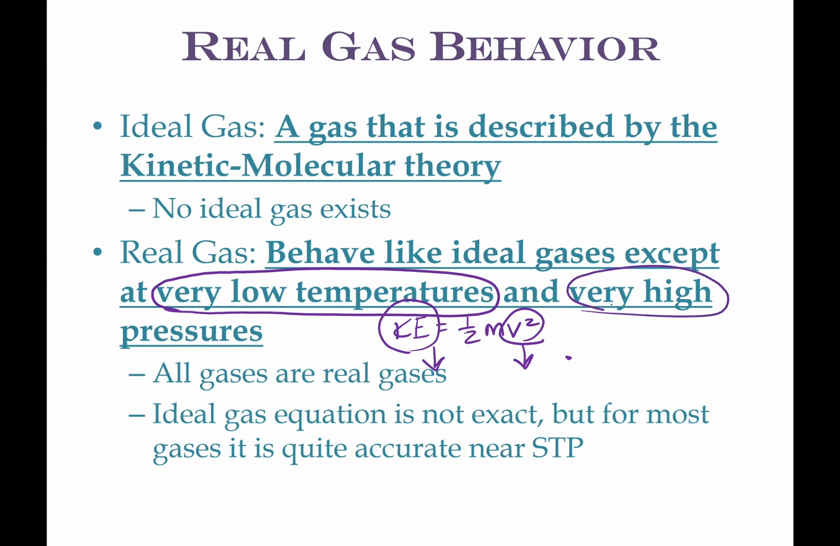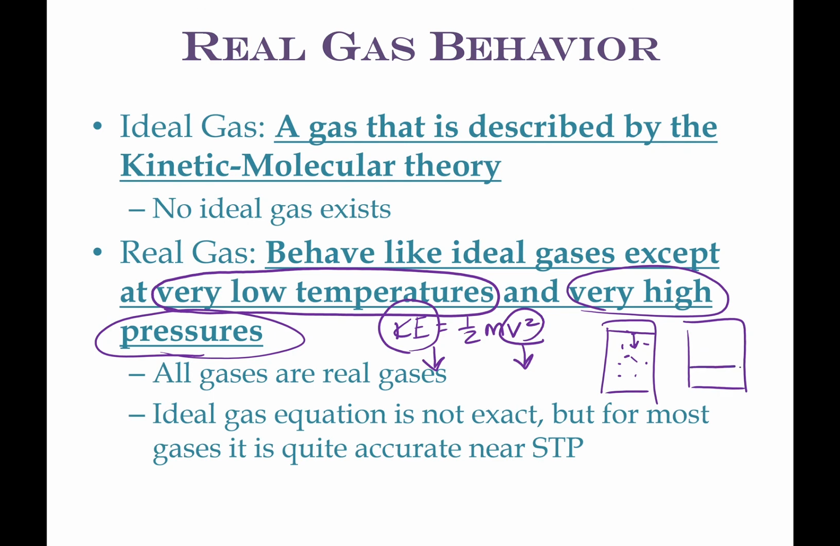Also very high pressures. So if I've got a gas here and I've got all these particles randomly moving around and they don't notice each other, well, then I take a piston and I just push it down here. And I have this container, but now all the gas particles are trapped in way less space and they're right next to each other. They're no longer going to have the space that they would have had, so they're not going to be able to ignore the attractive forces that are holding them together.